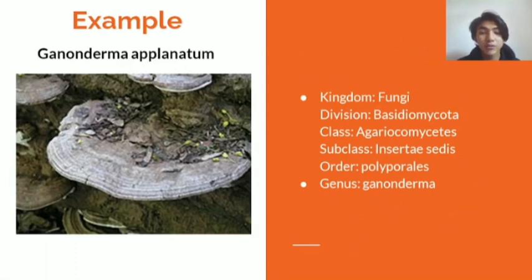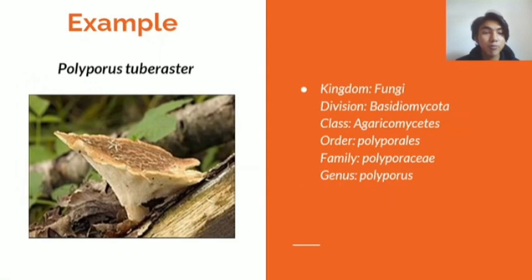They belong to the kingdom Fungi, division Basidiomycota, class Agaricomycetes, subclass Incertae sedis, order Polyporales, and genus Ganoderma. For the next example, we have Polyporus tuberaster. They belong to the kingdom Fungi, division Basidiomycota, class Agaricomycetes, order Polyporales, family Polyporaceae, and genus Polyporus.